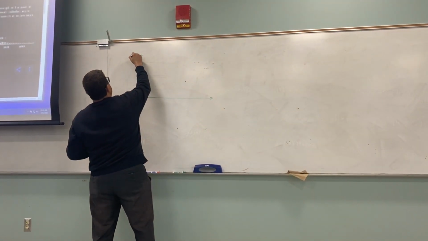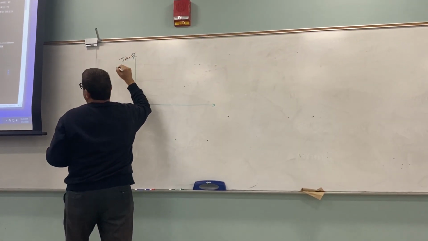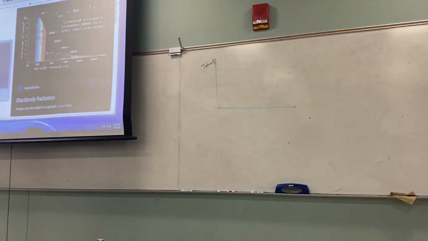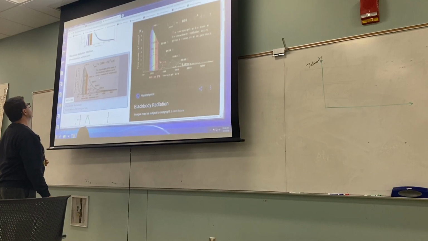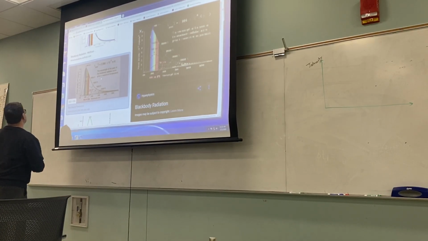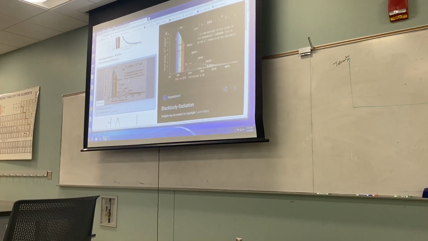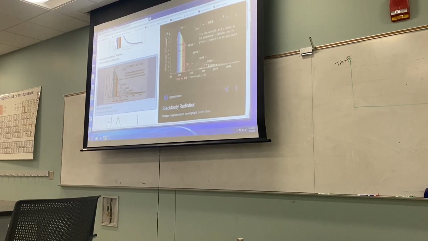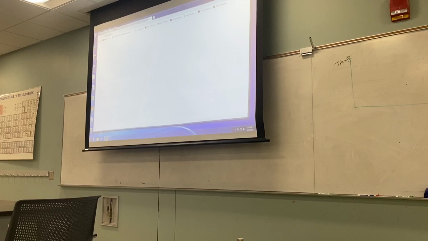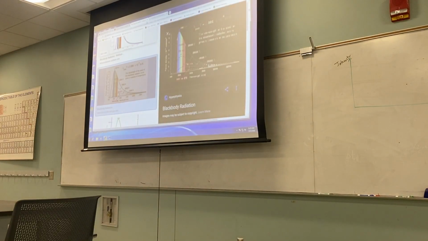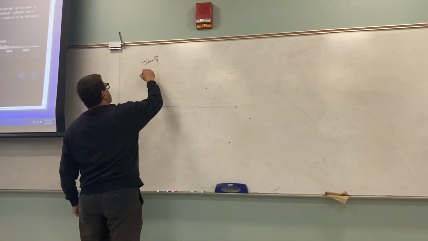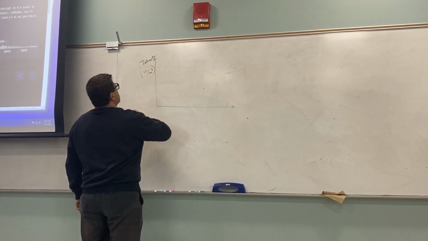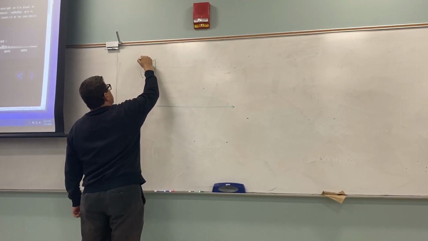So this one, you're graphing the intensity, I believe. Is it intensity? Power density. It's watts per meter cubed. Yeah, so intensity, watts per meter cubed. They're calling it power density.